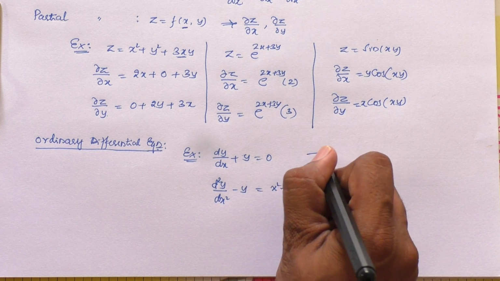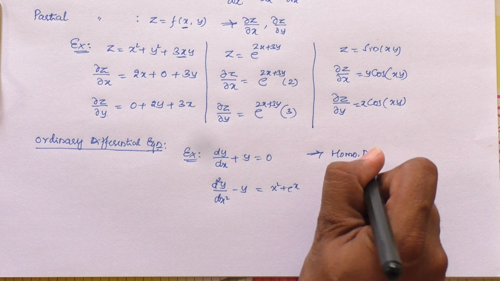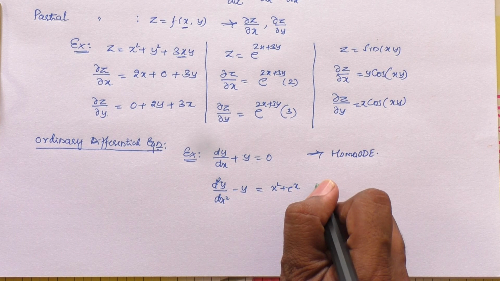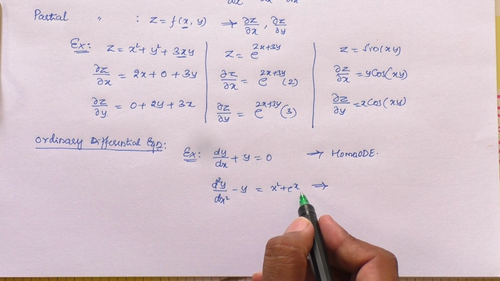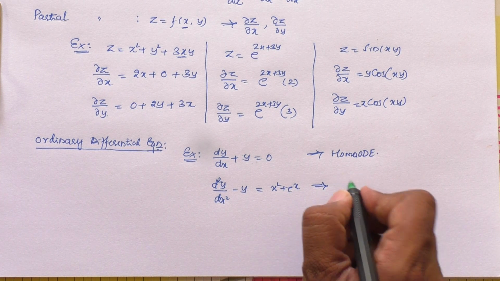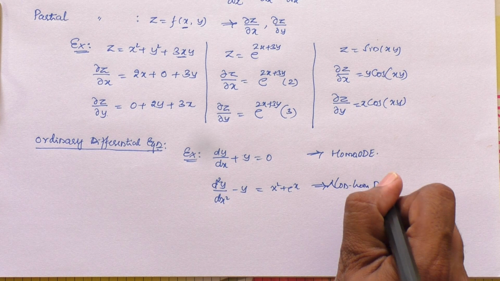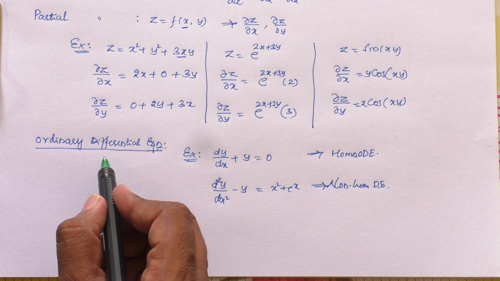So it is called homogeneous differential equation, homogeneous ordinary differential equation. Similarly, if you look at this, it is having y term, the dependent variable, and also the independent variable x. So it is called non-homogeneous differential equation. So now it is all about ordinary differential equation.